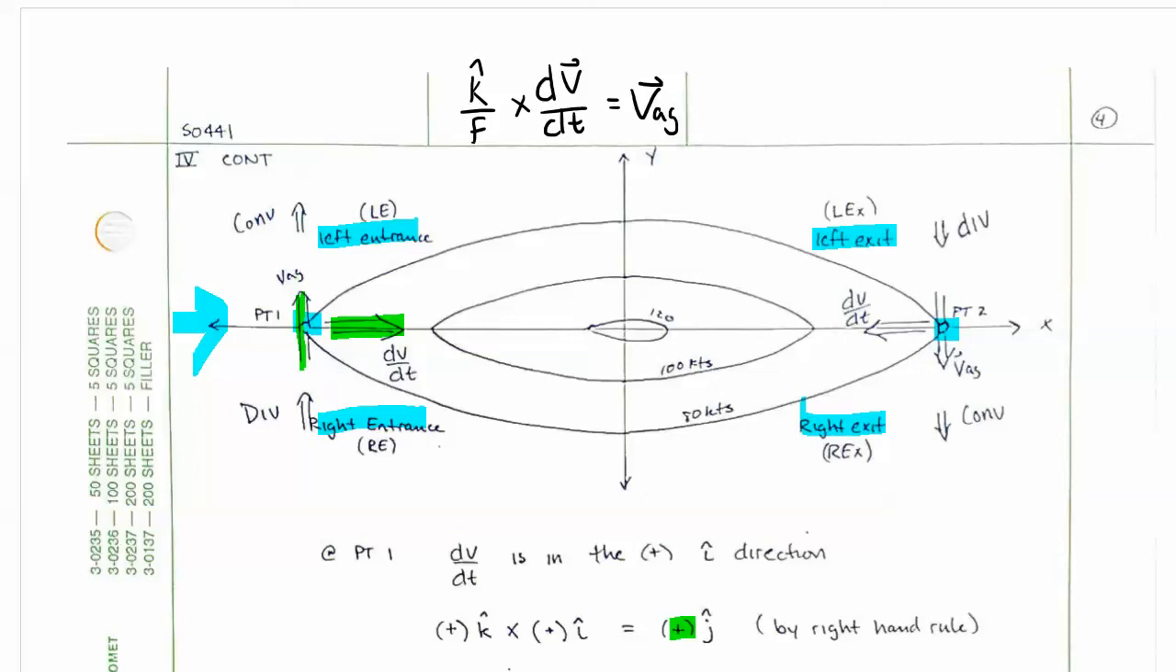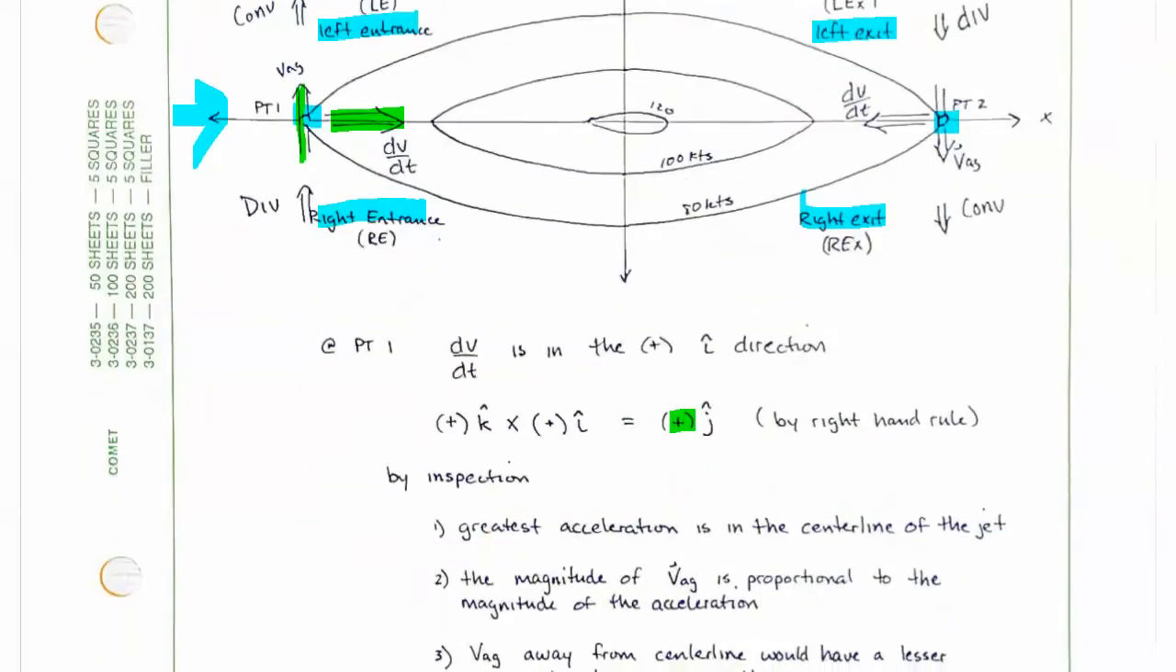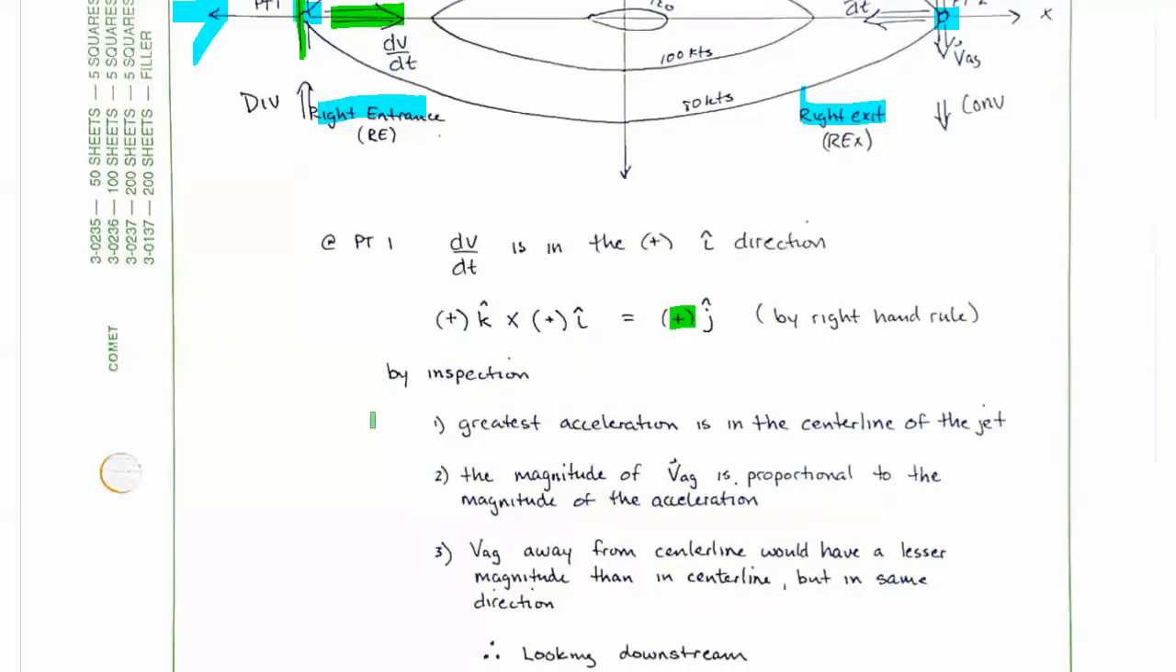Now let's scroll down a little bit. And again, always keep in mind that equation up top. It's going to stay the same. So by inspection, if we take a look at the acceleration out here on the edge of the jet streak, from, say, this point to this point, you're obviously not increasing in speed as much. So the greatest acceleration is in the center line of the jet. The magnitude of the ageostrophic wind is proportional to the magnitude of the acceleration. And the ageostrophic wind away from the center line would have a lesser magnitude than in the center line, but in the same direction.